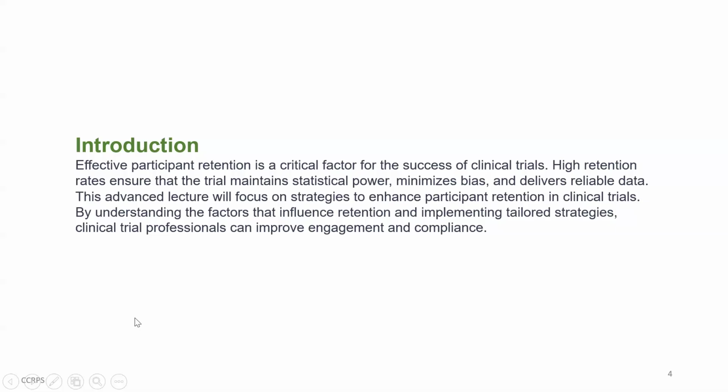Introduction. Effective participant retention is a critical factor for the success of clinical trials. High retention rates ensure that the trial maintains statistical power, minimizes bias, and delivers reliable data because we will have a big sample size. The bigger the sample size for the clinical trial, the better we maintain statistical power and minimize bias and errors as much as possible.